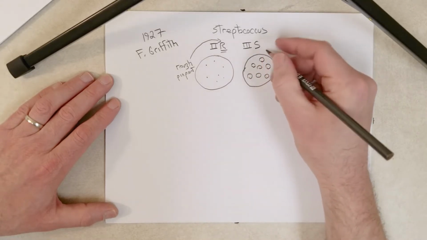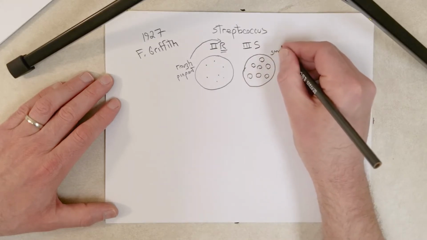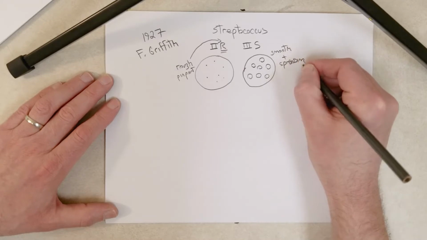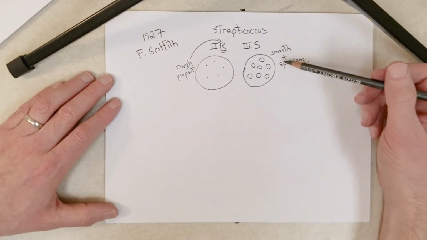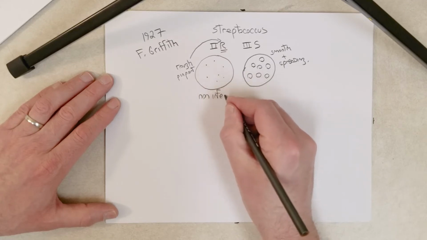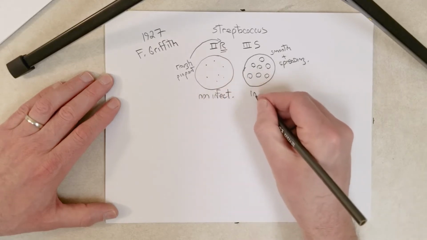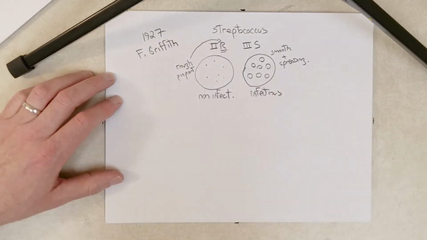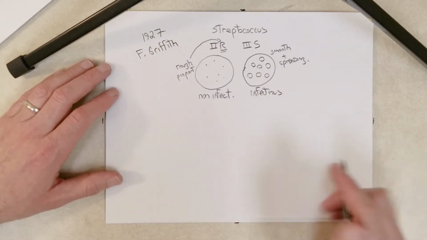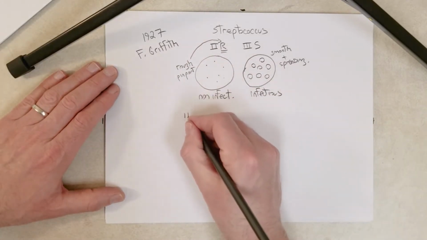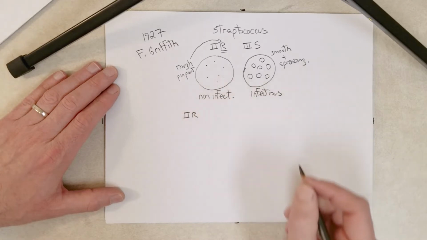In this one right here, let's say smooth and spreading. Now, okay, this one non-infectious, and this one is infectious in mice. Okay, so Griffith performed a number of experiments, and some of them, I should say, worked like this.